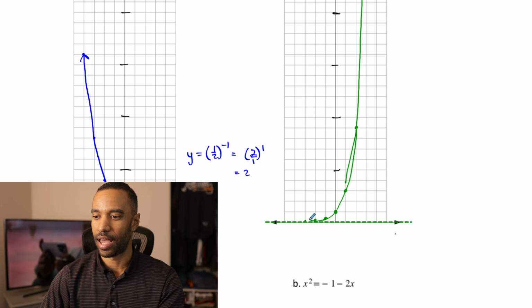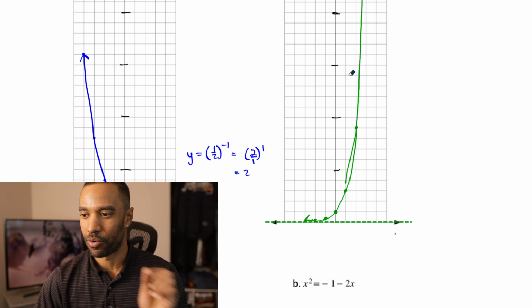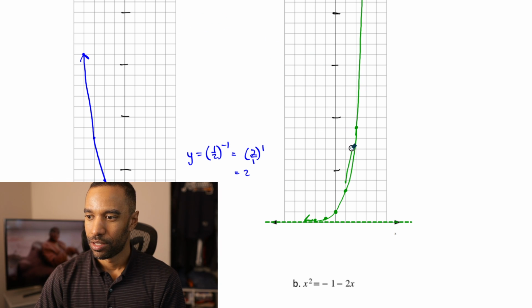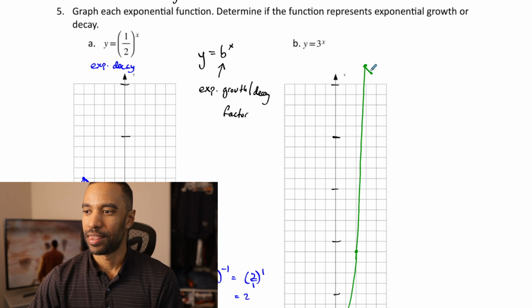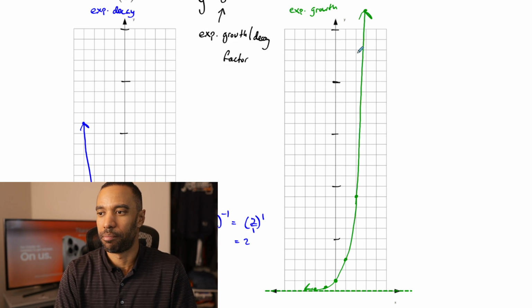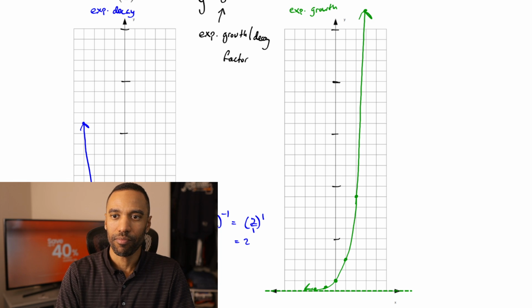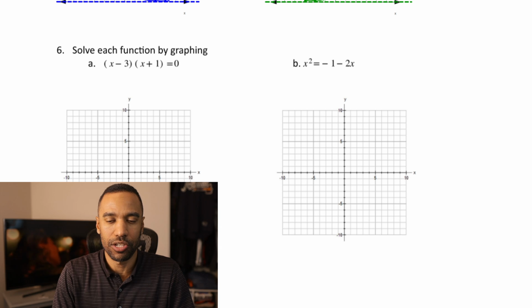Like I said, on the blue one, I had no other perceivable point to get closer and closer to, so I just kind of ignored it. But there's that one. Got to draw an arrow at the top. And this is exponential growth. Okay, a lot of graphing so far, but there is that graph. Looks beautiful. Okay, number 6, solve each function by graphing.